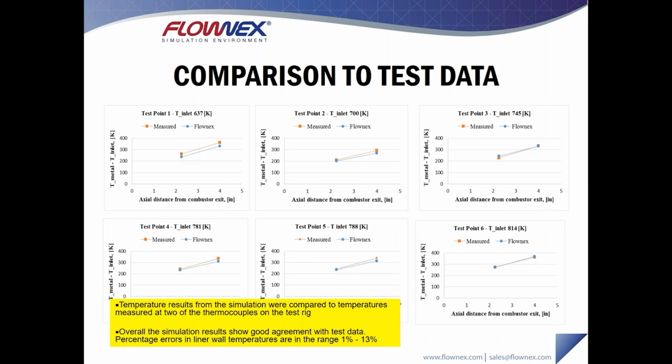But what we also actually had was temperatures measured at 2 locations where there were thermocouples on the test rig, and we compared the Flownex temperature results to those 2 locations as well, and overall the simulation results showed good agreement with the test data. The percentage errors in liner wall temperatures ranged between 1 and 13%, which was really fantastic.